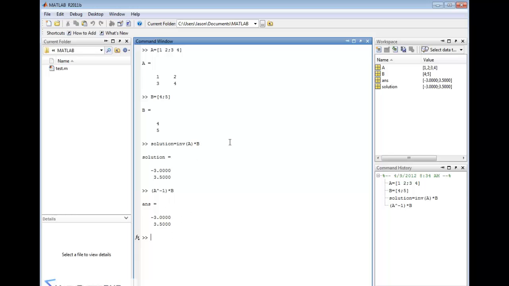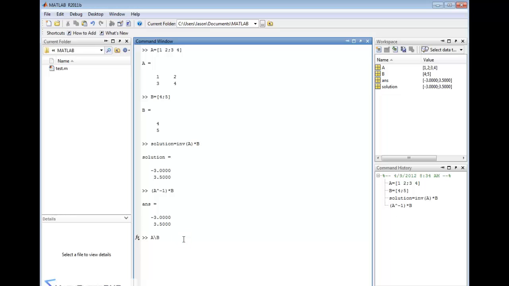So whichever one you do is really up to you. Now also, there is a shortcut way of doing that. If you take matrix A and do the backslash key, and then put matrix B immediately after, this backslash key is basically going to cause it to solve the system and give you the same answer.